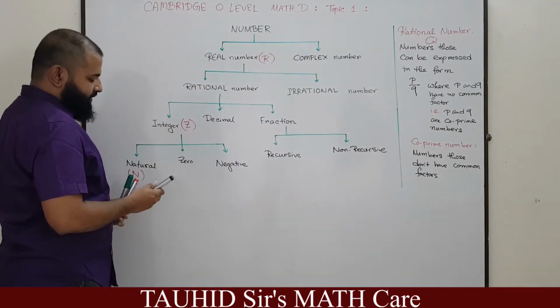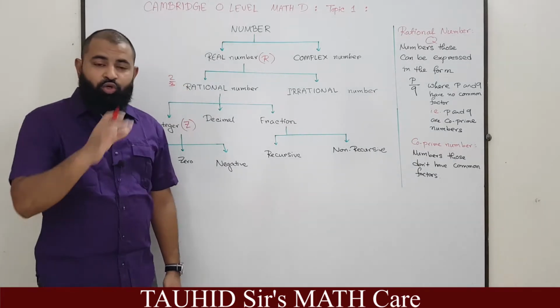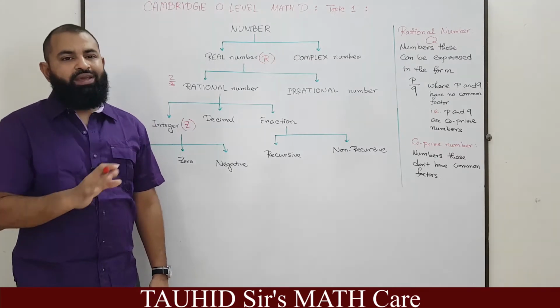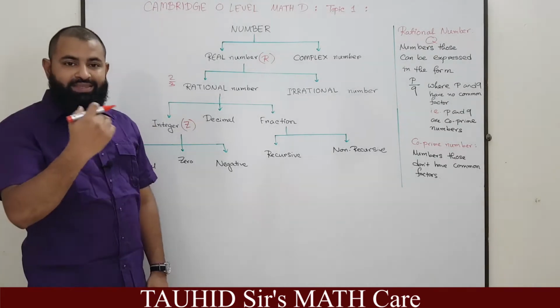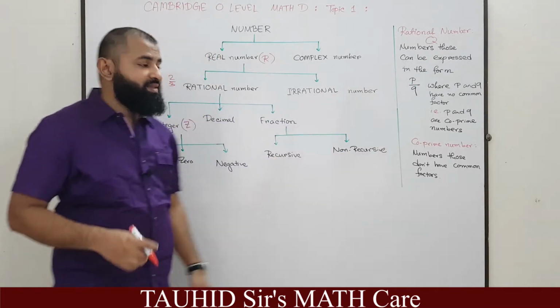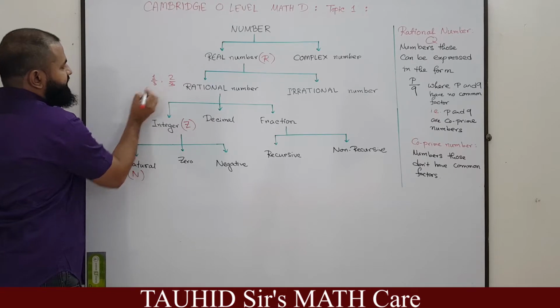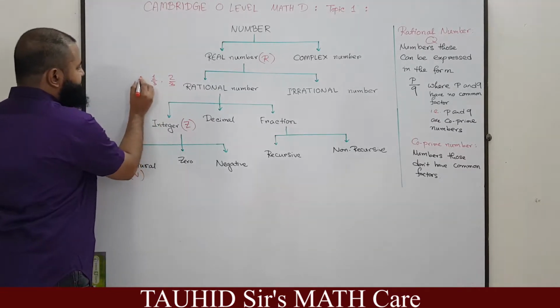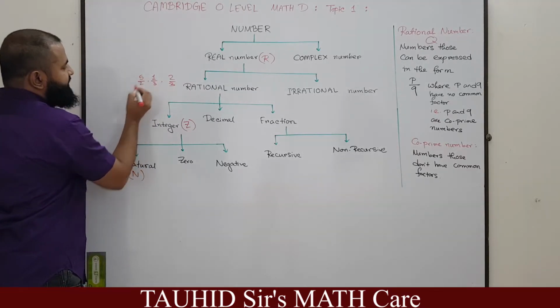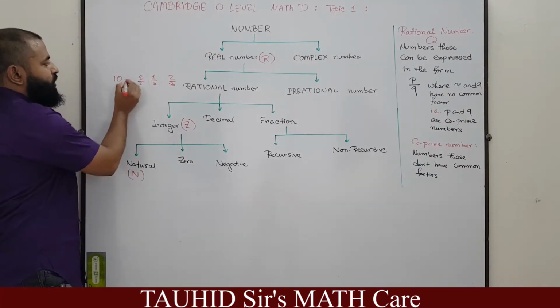So what is an example of rational numbers? 2 by 3 is a rational number. 2 and 3 are co-prime numbers, they don't have any common factor, and this is a P by Q shape, something by something shape. This is a rational number. We can say 1 by 3, this is also a rational number. We can say 5 by 2, this is also a rational number. We can say 10, this is also a rational number.